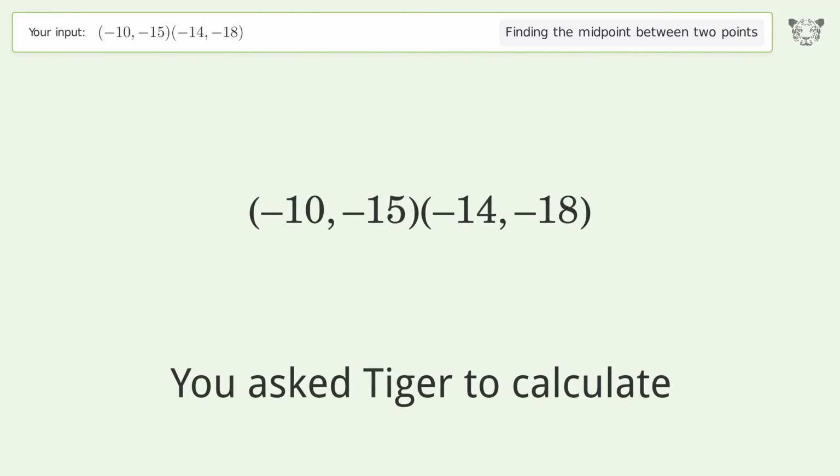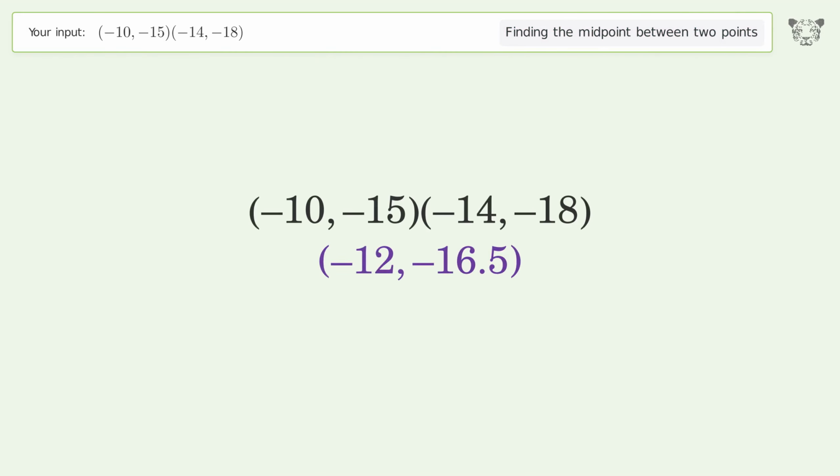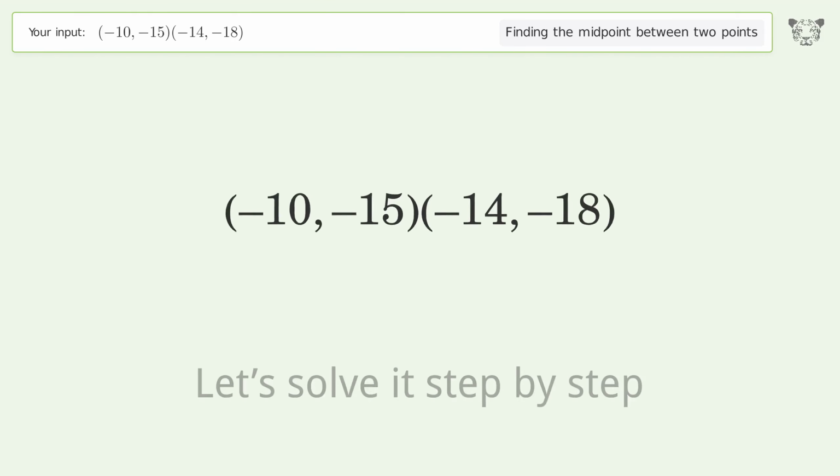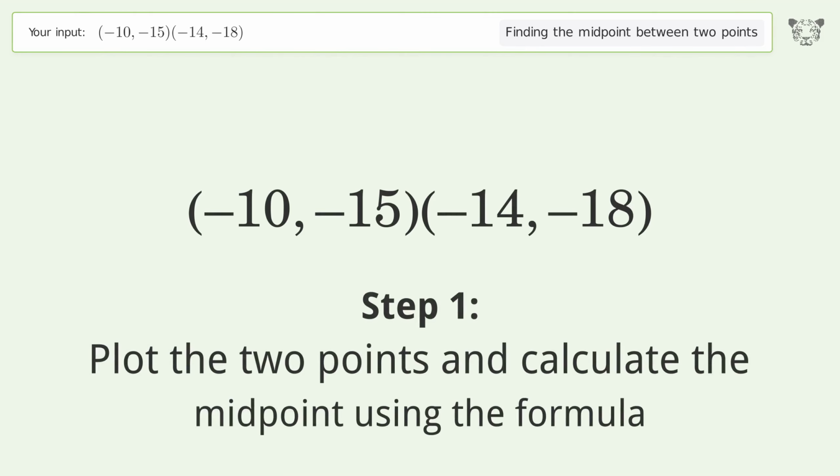You ask Tiger to calculate. This deals with finding the midpoint between 2 points. The midpoint between the 2 points is -12, -16.5. Let's solve it step by step. Plot the 2 points and calculate the midpoint using the formula.